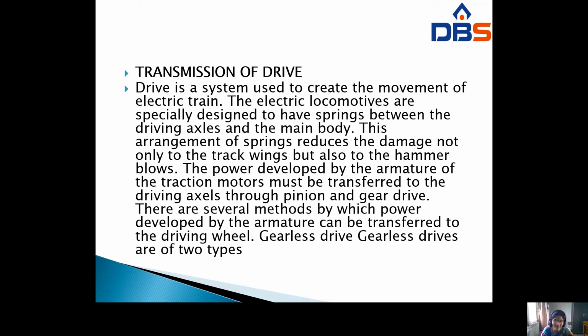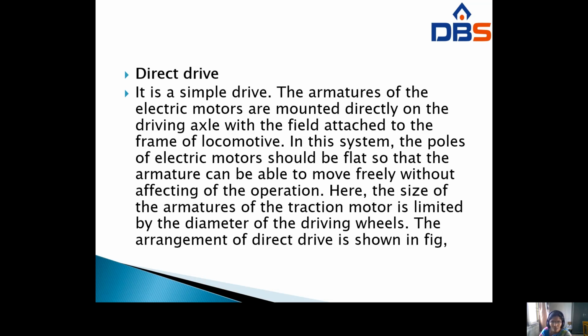There are several methods by which power developed by the armature can be transferred to the driving wheels. One is the gearless drive. Gearless drives are of two types: direct drive and indirect drive. Direct drive is a simple drive. The armatures of the electric motors are mounted directly on the driving axis, with the field attached to the frame of the locomotive. That means the armature of the motor is directly connected to the driving axis and the field is directly attached to the locomotive.